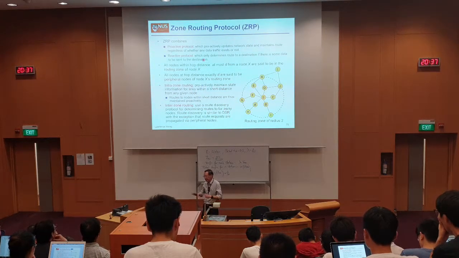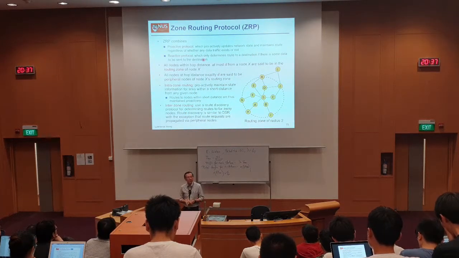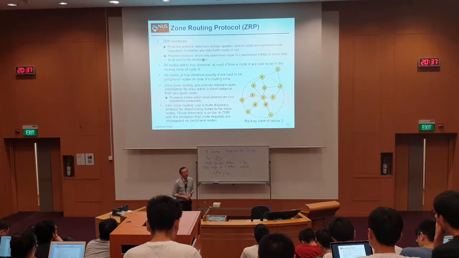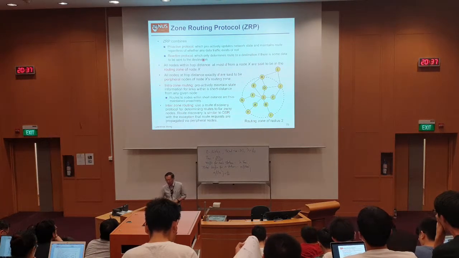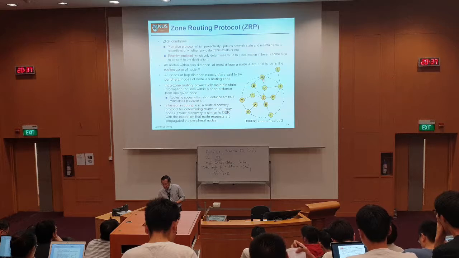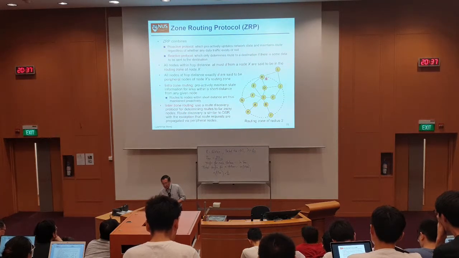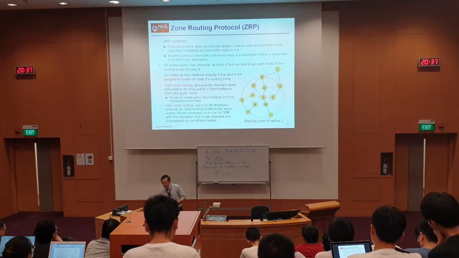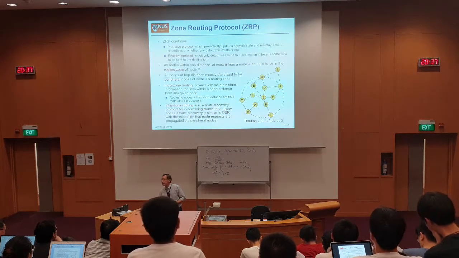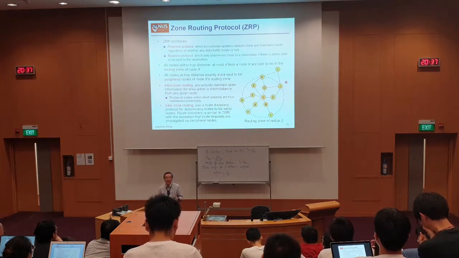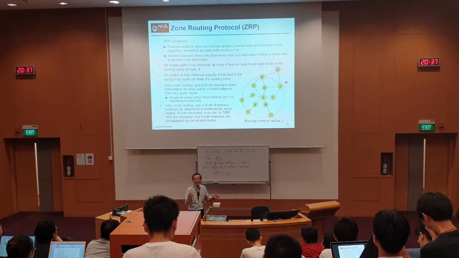So what it does is that it partitions the network into zones. Okay? And each zone has all these border nodes. Border nodes mean that these guys also belong to a neighboring zone. And they are the relays between zones. Okay, relays between zones.